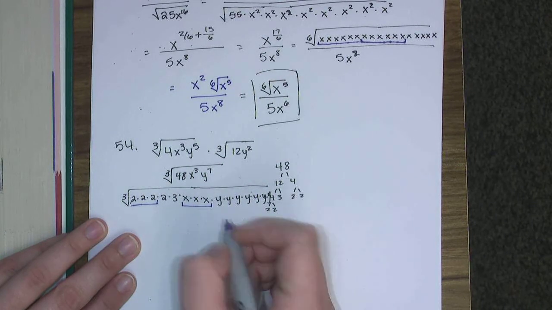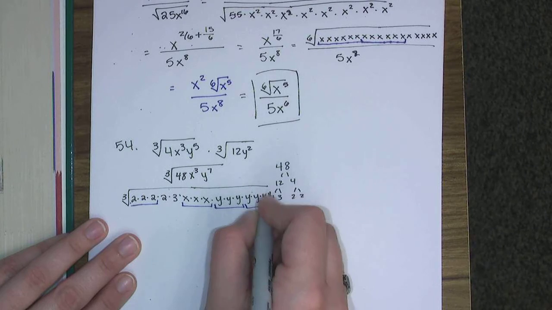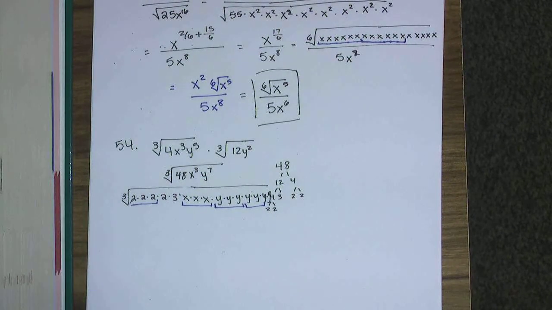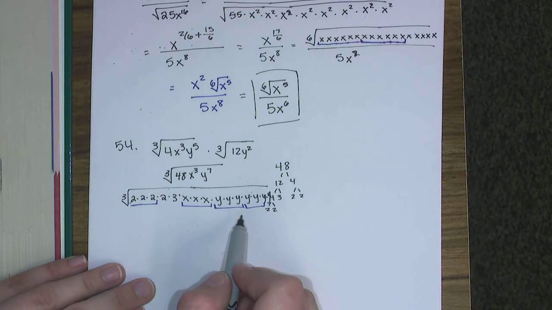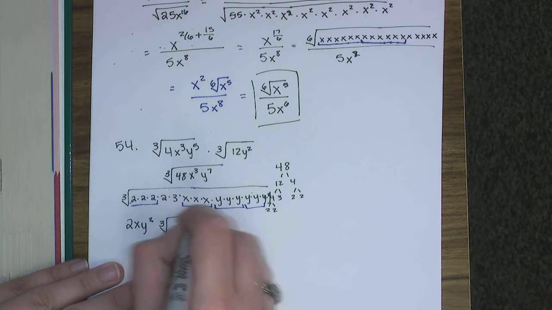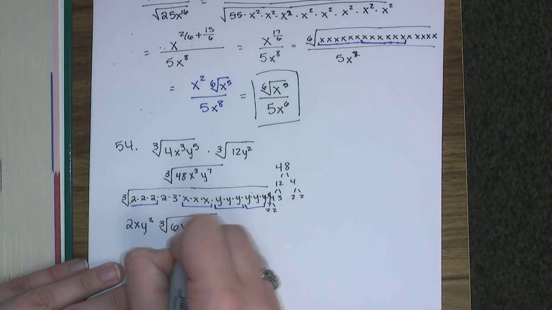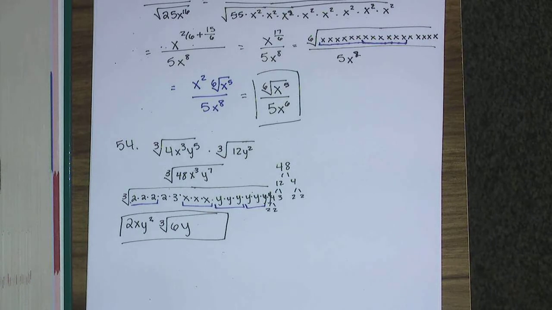Okay, so now we can pull out a 2x, I'm pulling out y squared. So I'm pulling out 2xy squared times the cube root of, well, what's left over is 2 times 3, 6, and I had a y left over, so 6y. So this right here is my answer: 2xy squared times the cube root of 6y. And that whole section is pretty much just like that, so you just have to work through those.